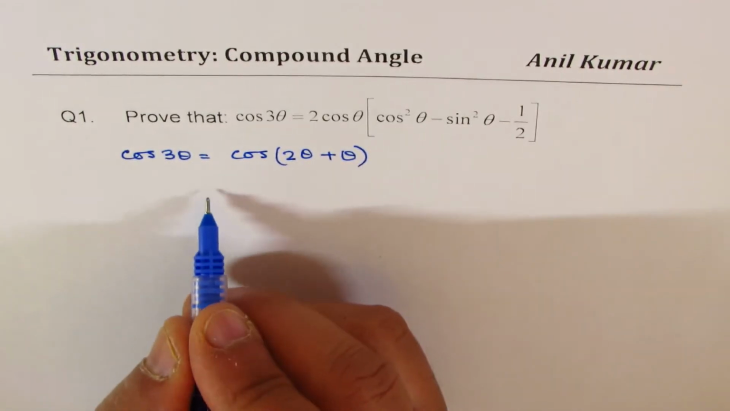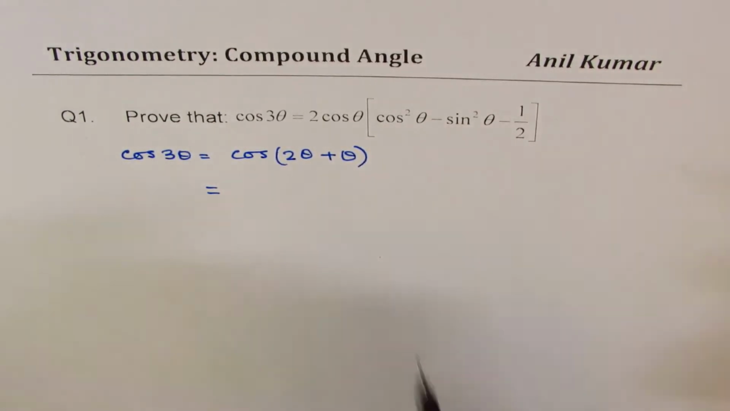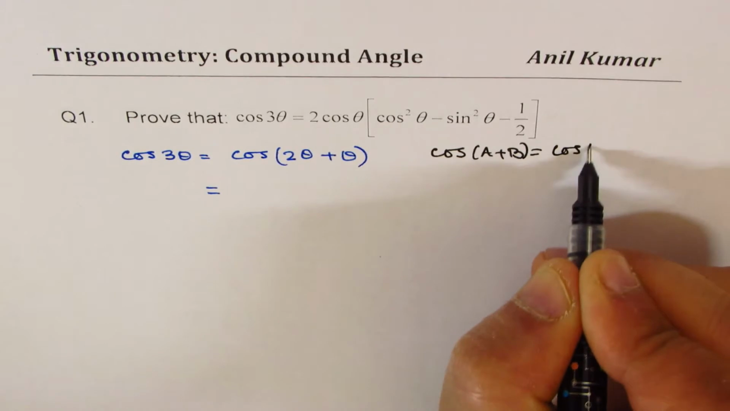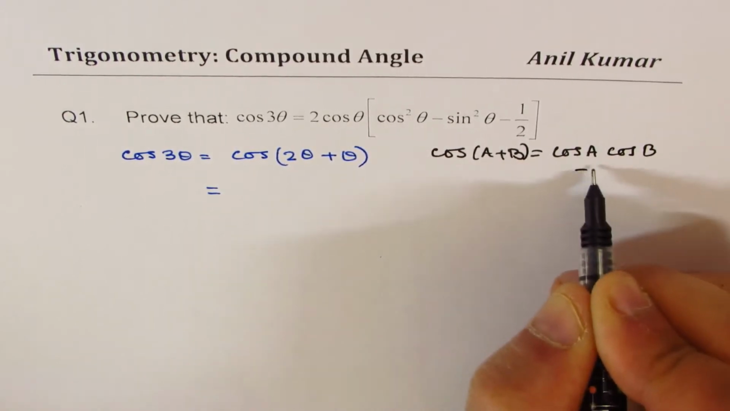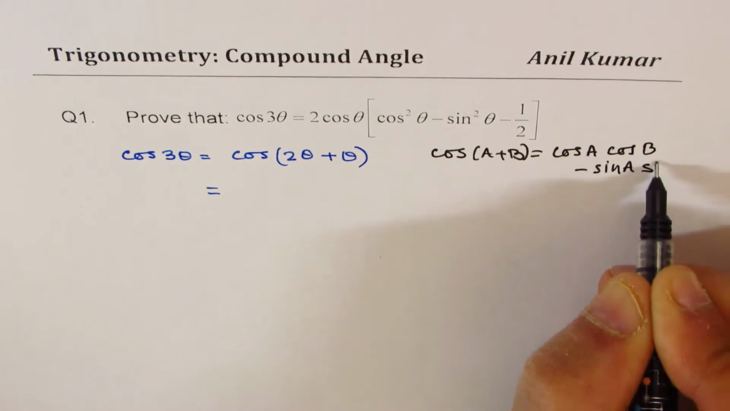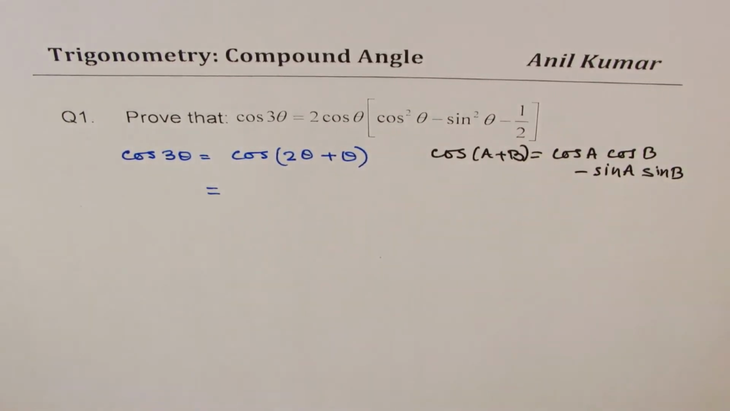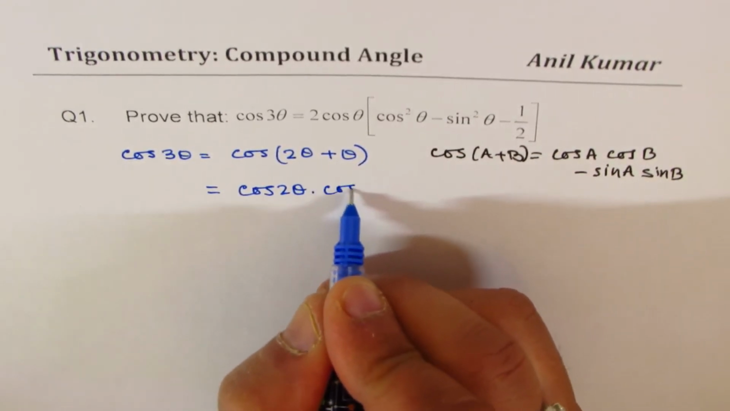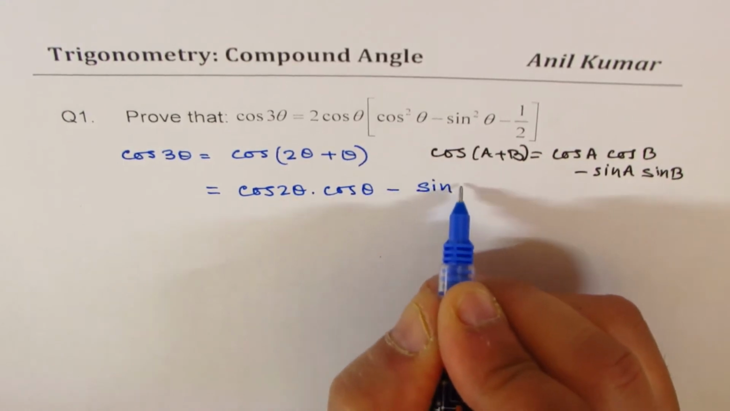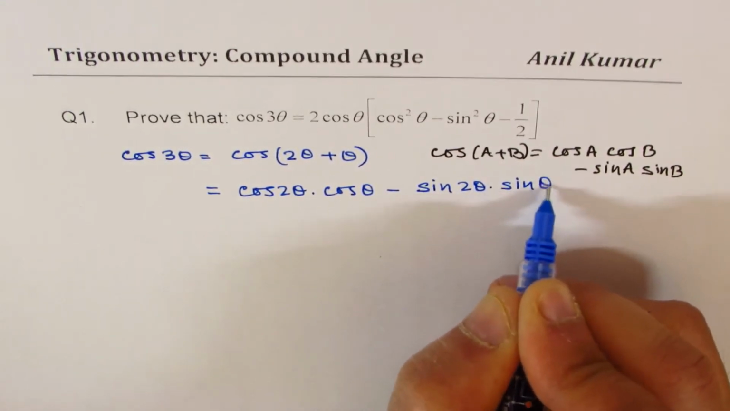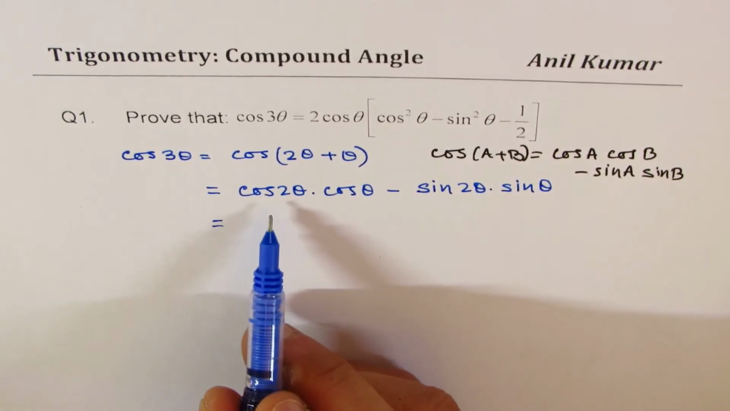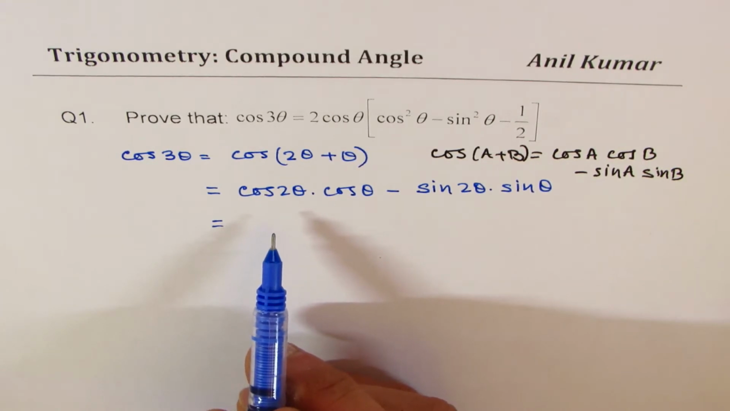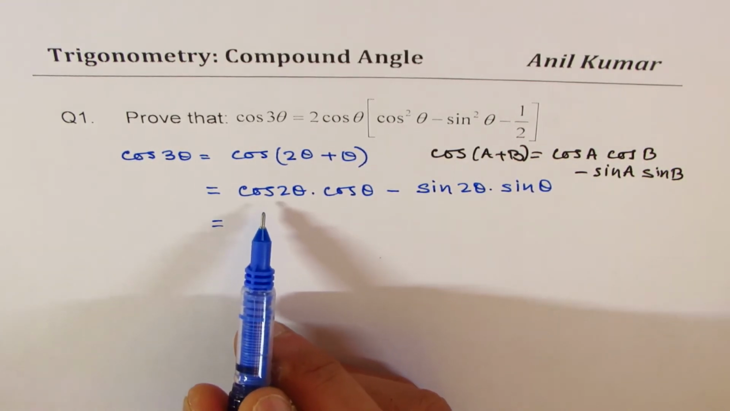So first I'll use the compound angle formula, which we wrote as cos A plus B equals cos A cos B minus sin A sin B, correct? So I'm going to use this formula here, and I'll write this as cos 2 theta times cos theta minus sin 2 theta sin theta, correct? Now for cos 2 theta, we just derived another formula, which is 2 cos square theta minus 1, right? So we're using that formula now.